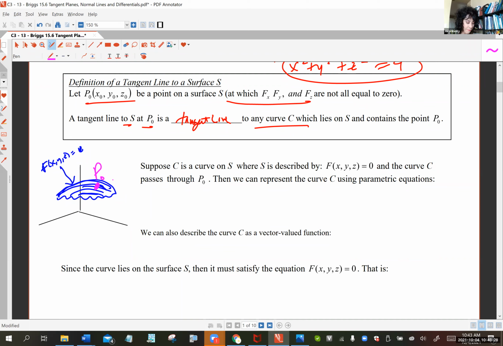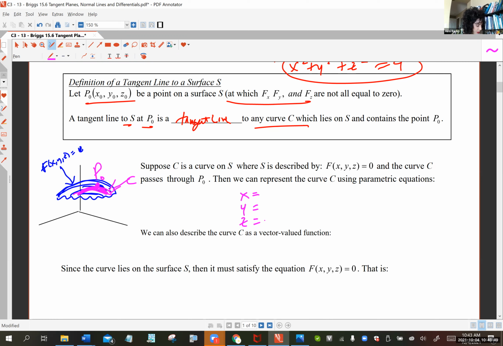Okay, now what? Well, let me draw a curve on the surface that passes through my point. Here's a curve on the surface passing through the point. We'll call it big C. Then the curve, because it is a curve, you can represent it with some parametric equations.